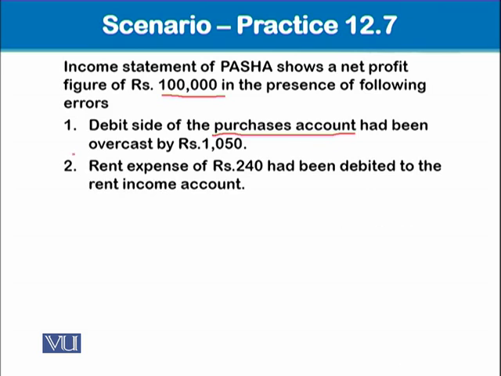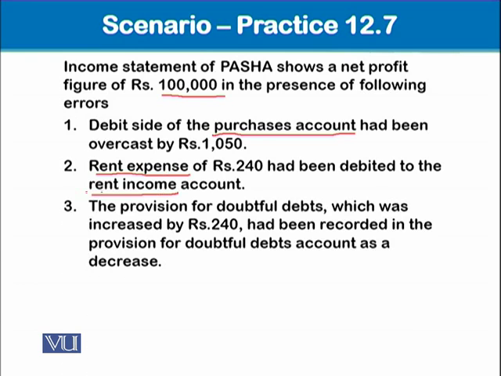Well, then rent expense of 240 had been debited to the rent income account. So we have rent expense over here as well as rent income over here. Okay. Both are nominal heads. Expense and income both are nominal heads. Then comes the provision for doubtful debt, which was increased by 240, had been recorded in the provision for doubtful debt account as a decrease.